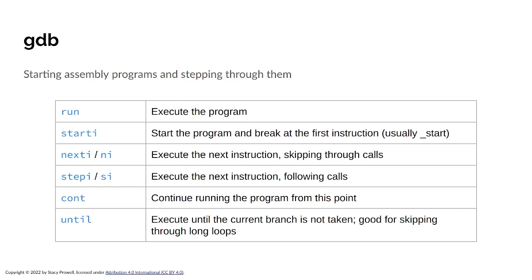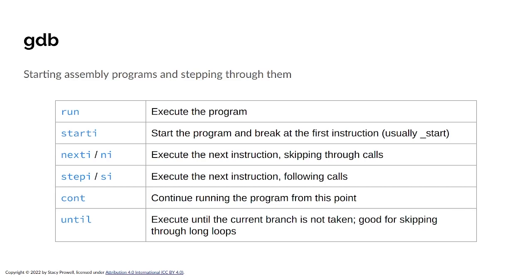So run will execute your program, just like it would if it were a C program. Typically in C, you would use start, which would start the program and go to the first statement. For a program that's a binary, an assembly, you'll want to use start I. That stops at the first instruction, usually at _start.